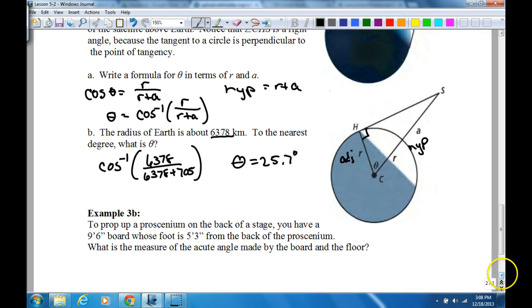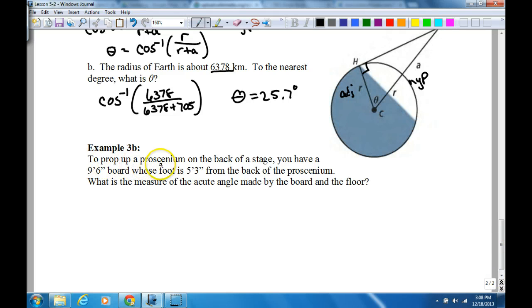Okay, last one. To prop up this, I don't know what it is, it's like a ladder, to the back of a stage, you have to have a 9-foot 6-inch board whose foot is 5 foot 3 inches from the back. Okay? So if I draw a picture of this, here's the floor, here's the wall in the back of the theater, and then I'm going to prop this thing up against the wall. And it said this part is 9 foot 6 inches, and the floor is 5 foot 3 inches, and I need to find at what angle I put this.